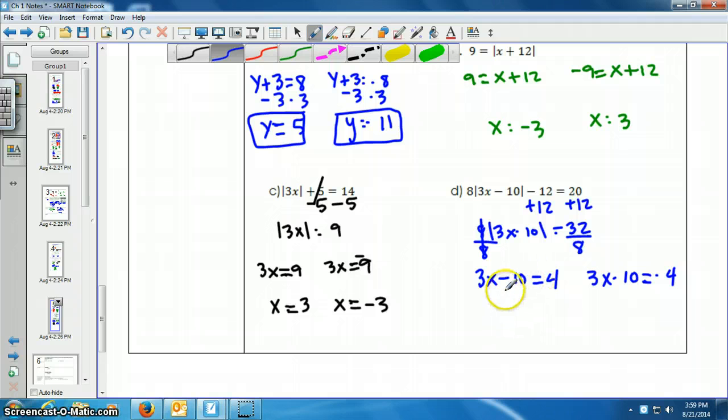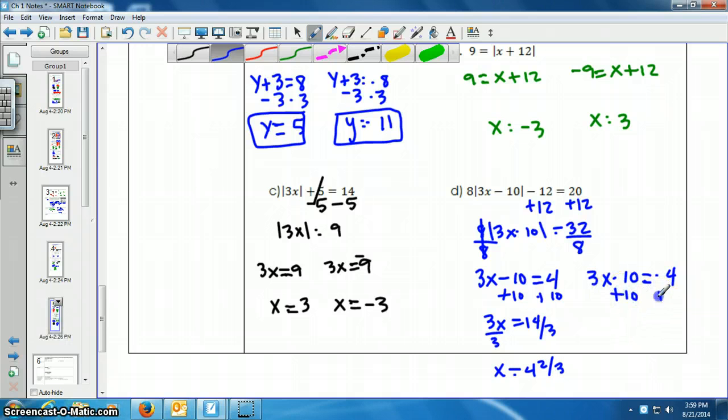And then go through and solve. Add 10, divide by 3, and you can just leave it as a simplified fraction. So 4 2/3 or 14/3 is fine.